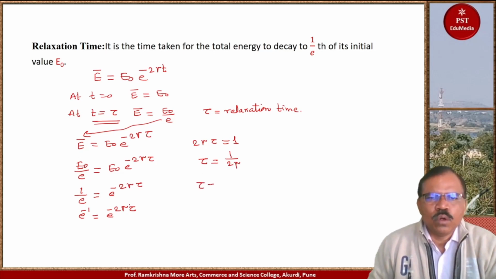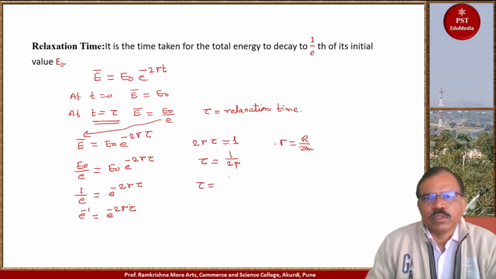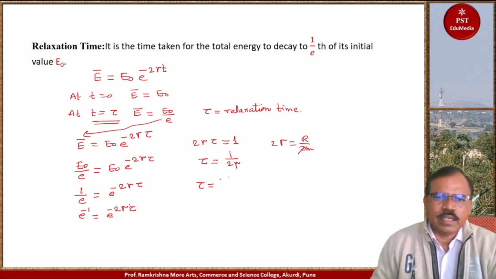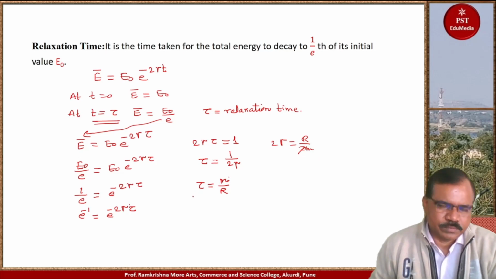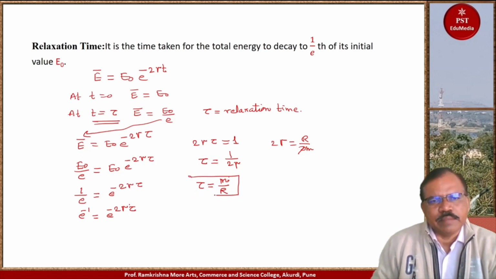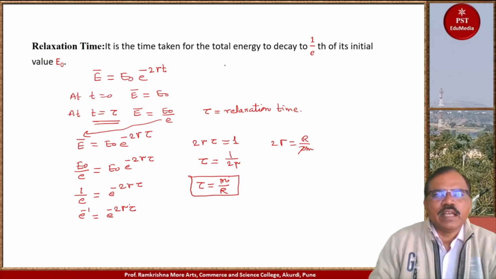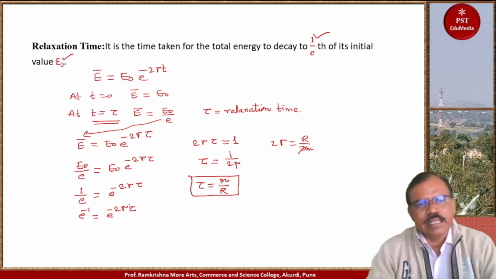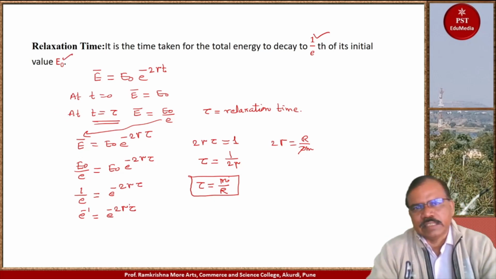Now gamma is R upon 2m. So 2 gamma is R by m, and 1 upon 2 gamma is m upon R. So this is relaxation time, in which energy decays to 1/8 of its initial energy E0. This is decay time, sorry, relaxation time.